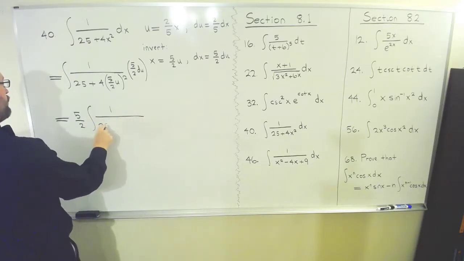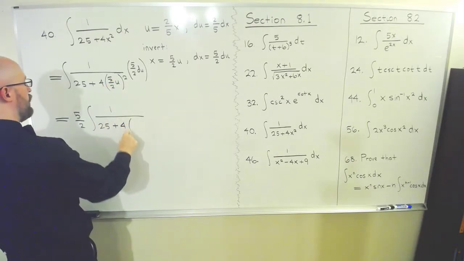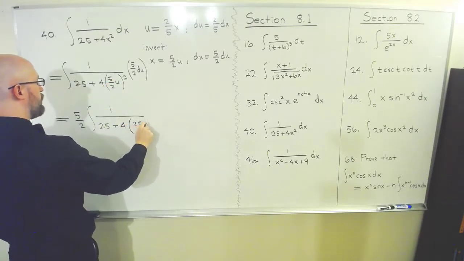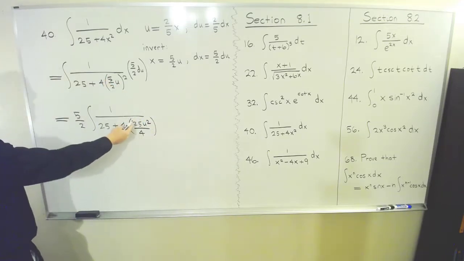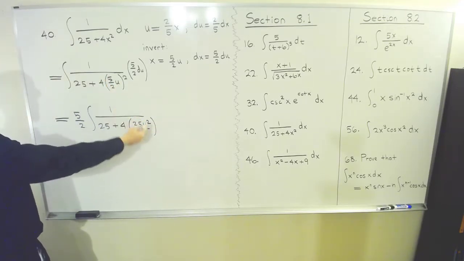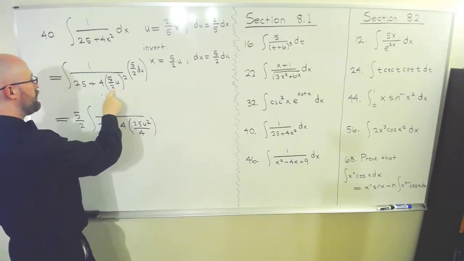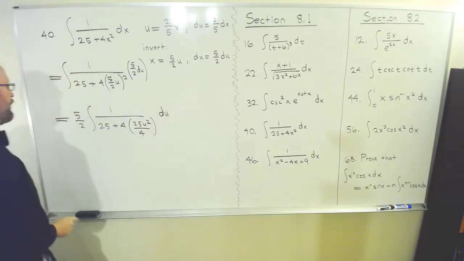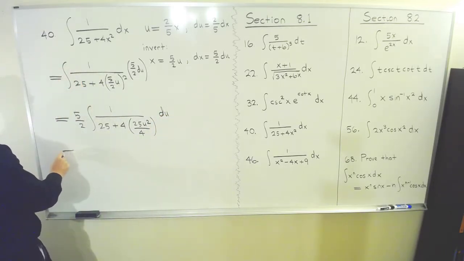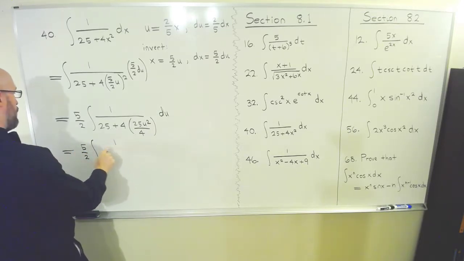Now what happens here? Well, this is a 25 plus the 4 is here, and I'm going to square this. So I'm going to get a 25u squared over 4, because the 5 squared gives a 25, the u squared gives a u squared, and the 2 squared gives a 4 here. And then I'm left with a du at the end of it. Okay, so to proceed, I have a 5 over 2 coming out here, down here.